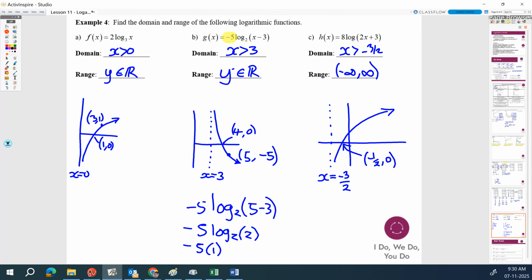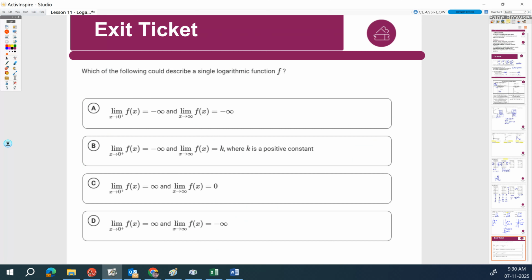Okay, let's have a go at the exit ticket. 2.5 minutes for this question.